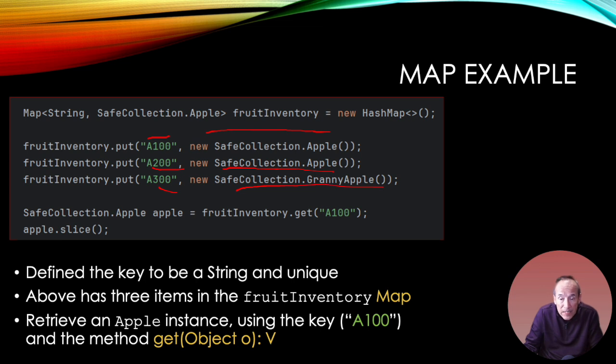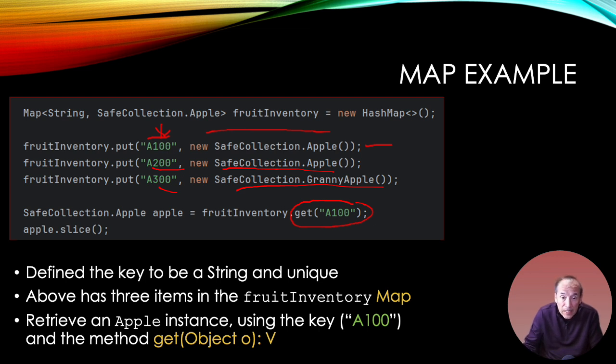All right, now if I get it by a key, guess what? I can get the apple that I inserted up here. Not this apple, it's this apple because of the key. All right, so these are key value pairs. You've seen it in other languages, but this is how Java implements it. It defines the key to be a string and unique. This map has 3 items in the fruit inventory, and you can retrieve them by using the key.